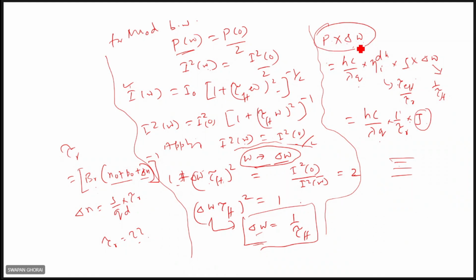High bandwidth means tau effective will be less. Tau effective less means delta omega will be high, right? And that means a faster LED will emit less power. So a faster LED will emit less power. That is the meaning of it.